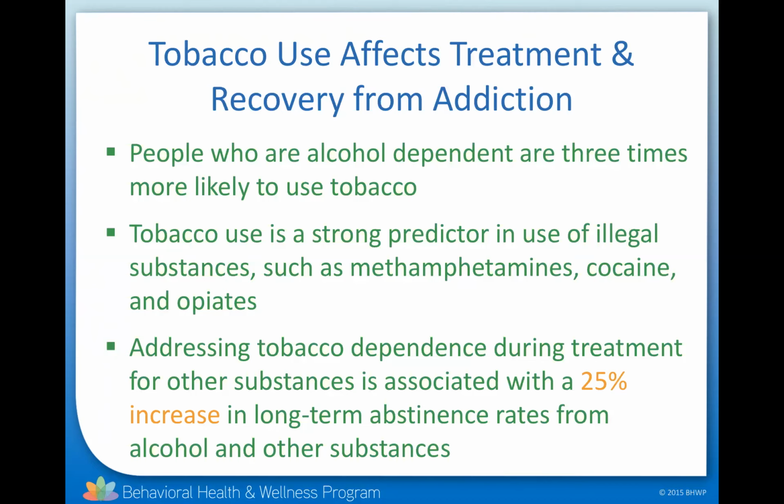And so in that instance, you would want to treat both the alcohol dependency and the tobacco use, for example, to maximize the likelihood of success and abstinence. You can also see that second point there, that tobacco use is a strong predictor in the use of illegal substances like methamphetamines, cocaine, and opiates. And this all leads me to that final point. I've highlighted that 25% increase as it's so critical to this concept.